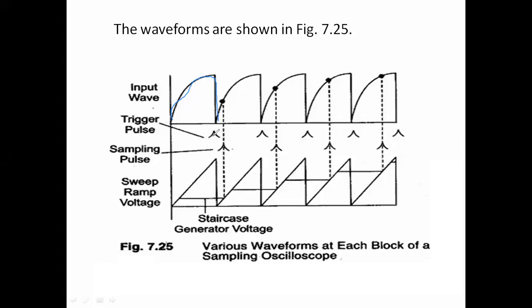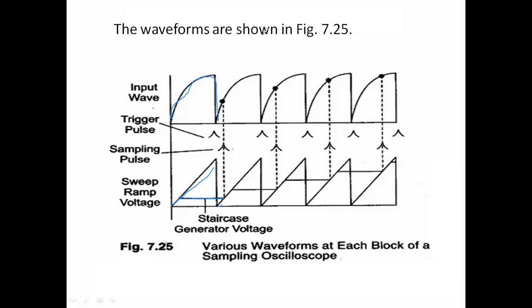Trigger pulses are applied, and that signal is applied to the oscillator, and from that oscillator it will be sent to the ramp signal generator, and that ramp generator produces the ramp signal. Consider here the ramp signal is generated, and this is the staircase generator voltage.